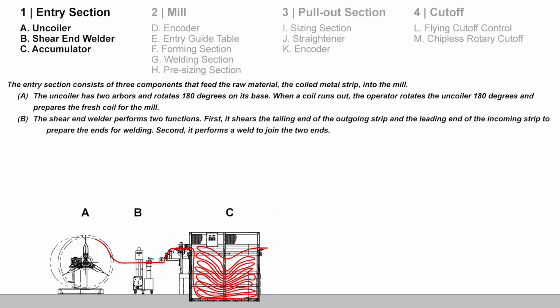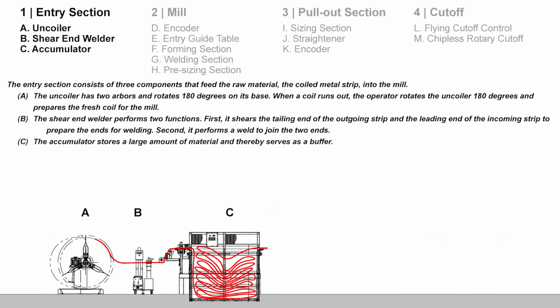The shear end welder performs 2 functions. First, it shears the tailing end of the outgoing strip, and it shears the leading end of the incoming strip to prepare the ends for joining. Second, it welds the 2 ends together so the mill can operate without interruption.